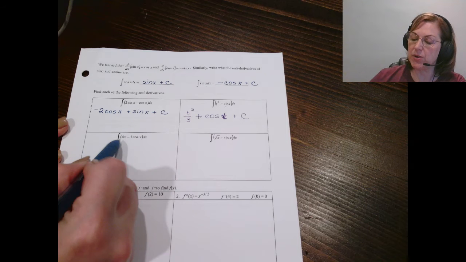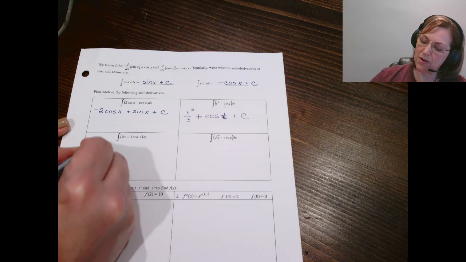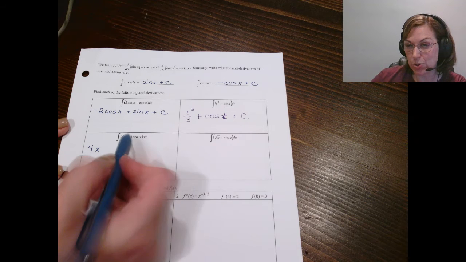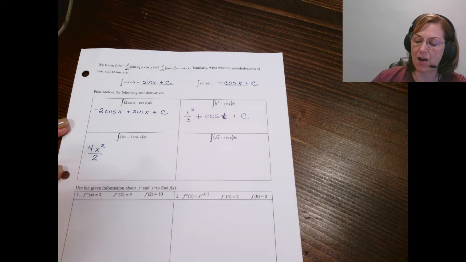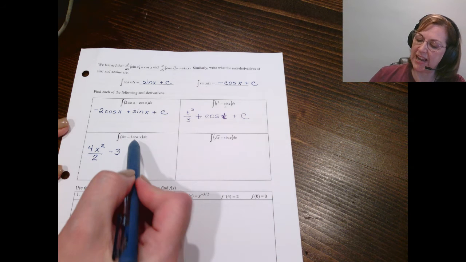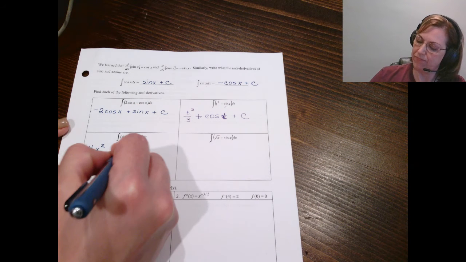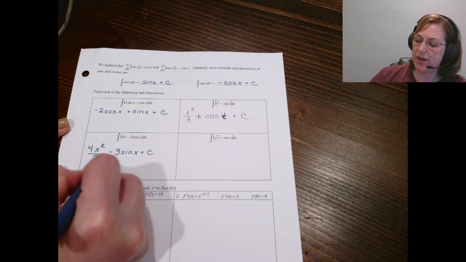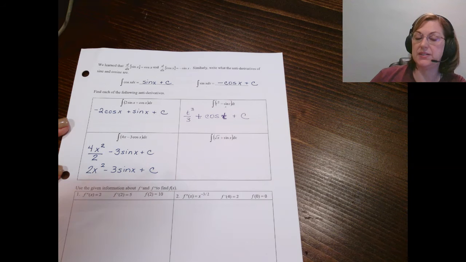All right, let's look at this one. I want the antiderivative of 4x. So I've got 4x. I'm going to increase the power by 1. The power is understood to be 1, so it's going to increase to make it 2, over the new power, minus 3. Now I need the antiderivative of cosine, which is sine. And I'll just clean that up to give me 2x squared minus 3 sine of x plus c.